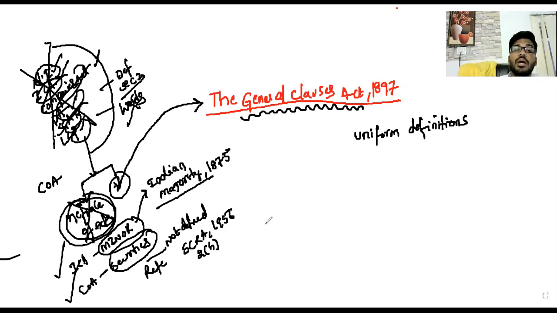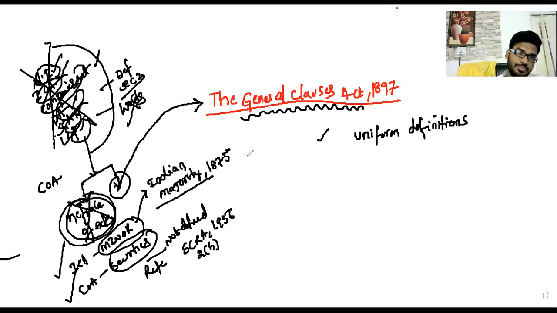That is the reason this act was introduced. Whenever some terms are not defined in the respective act and no reference to another act is given, those words are defined in the General Clauses Act. We should refer to the General Clauses Act. That is nothing but providing uniform definitions to all the acts. That is one of the important situations.